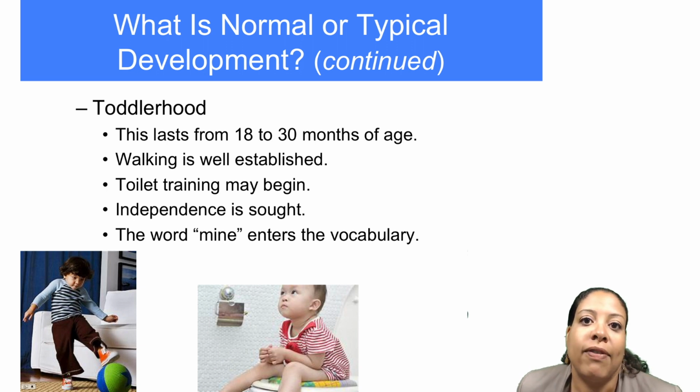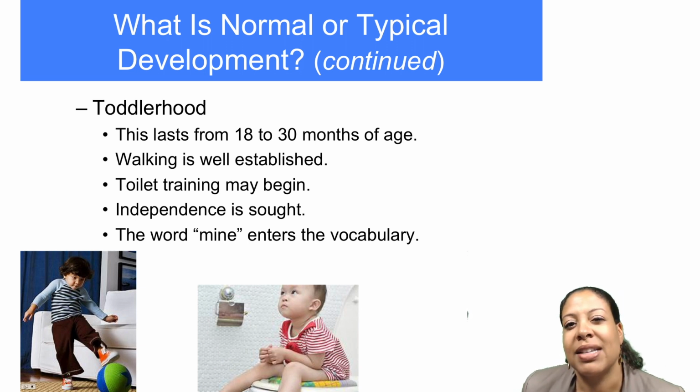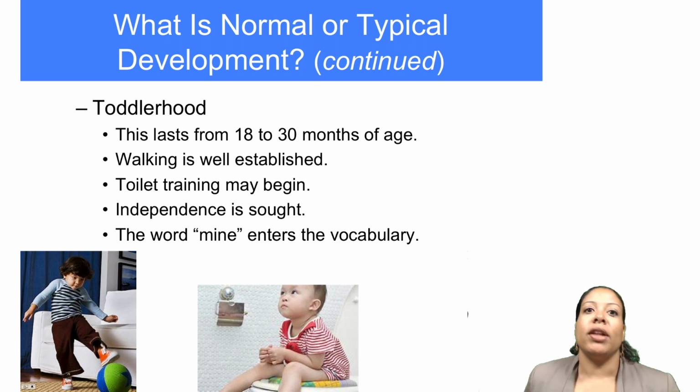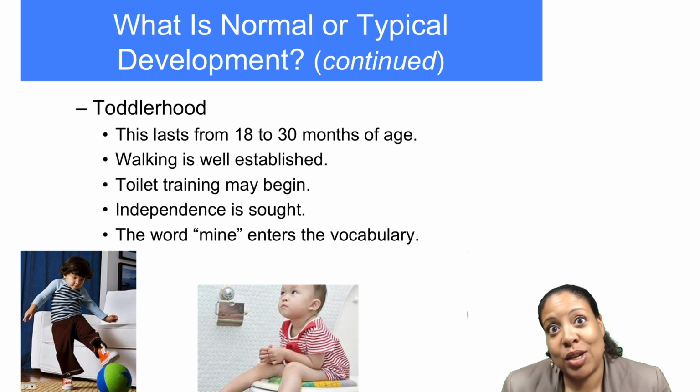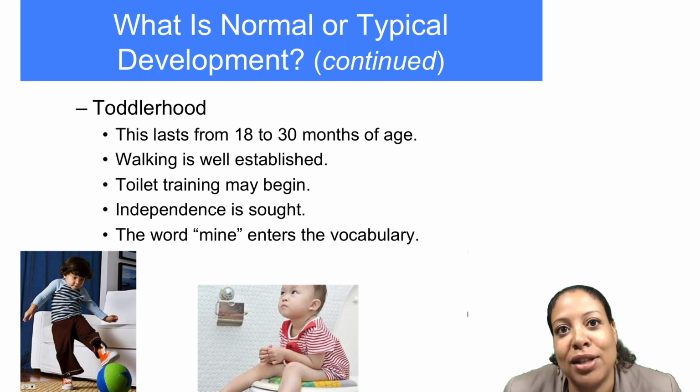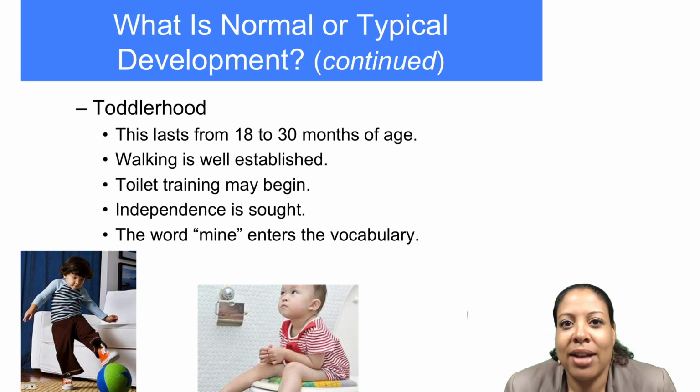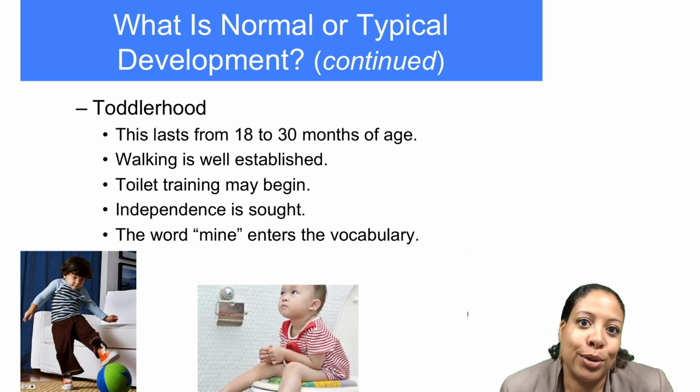So normal or typical development in toddlerhood. So we're looking at from about 18 to 30 months of age. Walking is well established by this time. And if it's not established at this time, then you might want to look into possible adaptive PE or assessments just to determine what's going on, some sort of physical therapy if possible. Toilet training may begin. Independence is sought. So this is when it's the safe haven and secure base. The word mine enters the vocabulary. No, it's mine, right? So this is what we call the terrible twos.